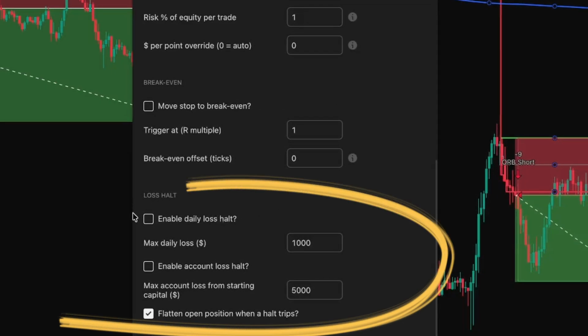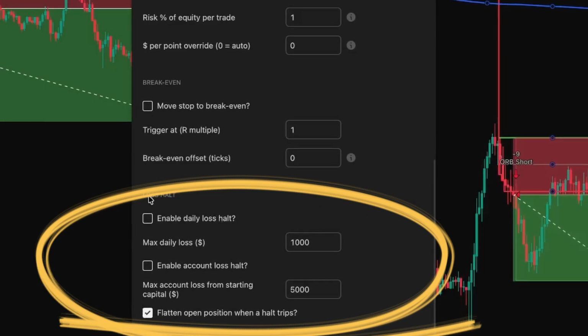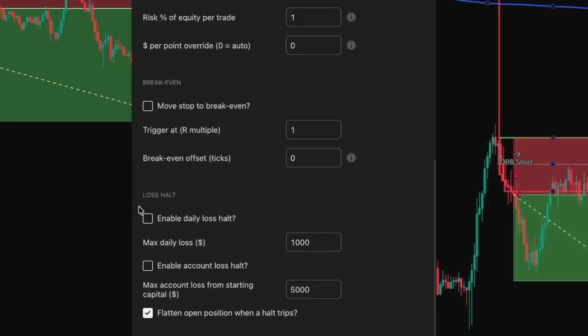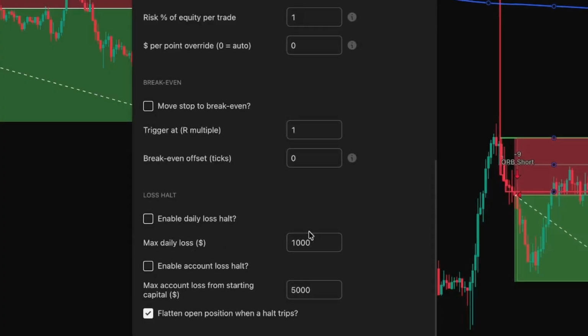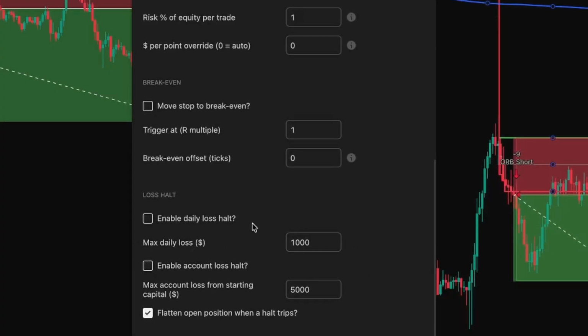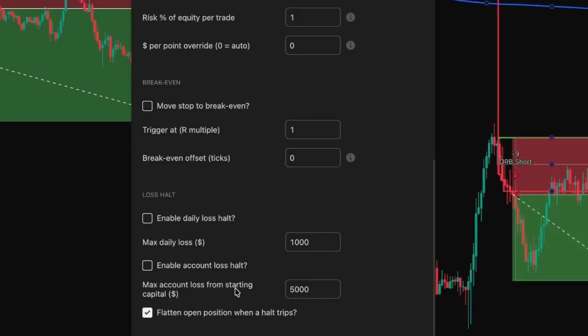I also added this section down here. This section is very heavily used for prop firms. I have an actual daily limit where it won't take any more trades, and you can add that here. You can add it for that account as well. So it makes prop firm challenges a lot easier with this in mind.